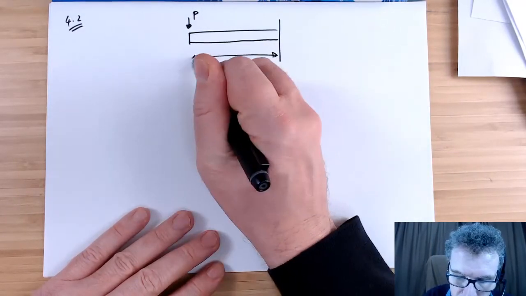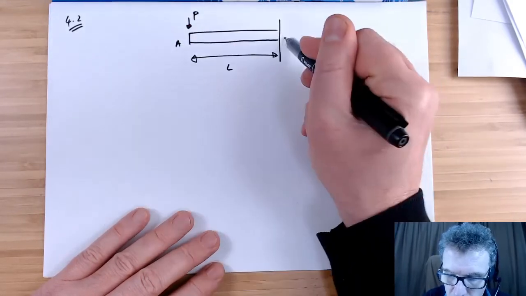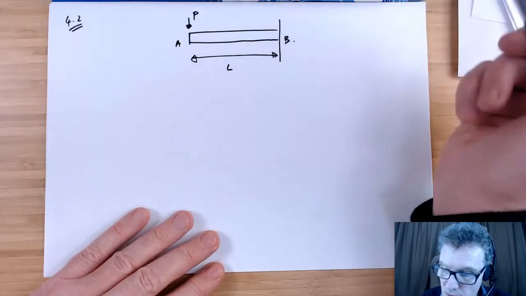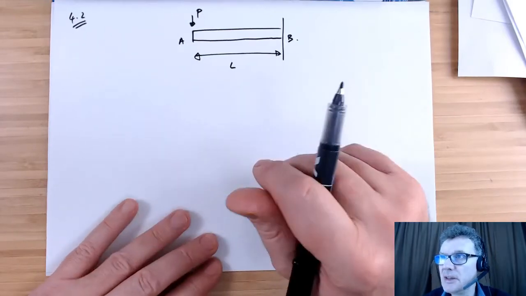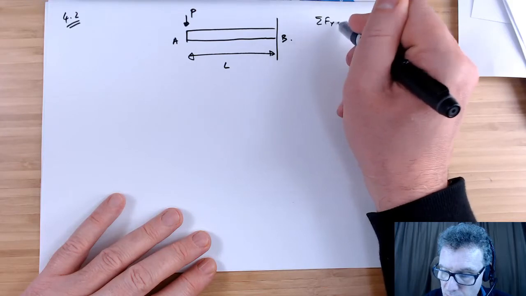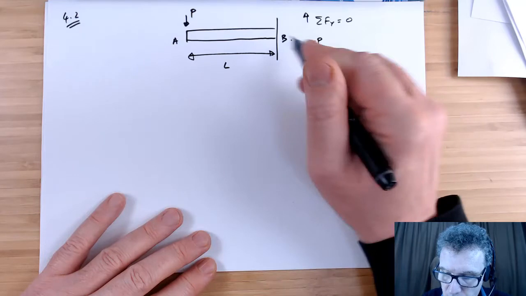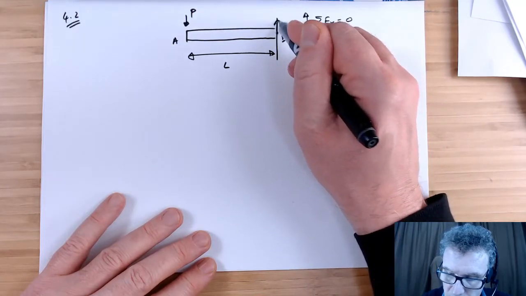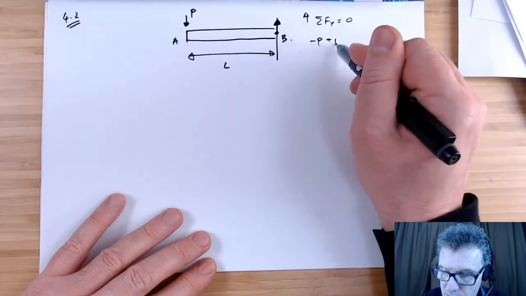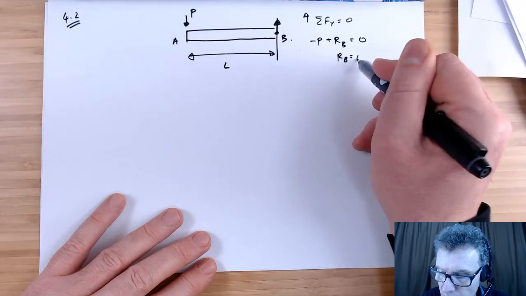Same sort of jazz, we'll have this as length L. This is point A, point B. So what I would normally do with a problem like this is start off with a little bit of reactions. So I find my forces in the Y direction. So I've got minus P, sorry, and I'm going to have a reaction at B here, so plus RB equals 0, RB equals P.